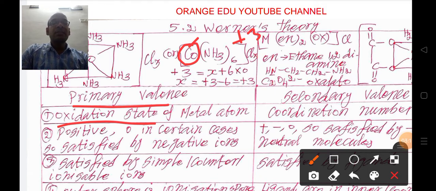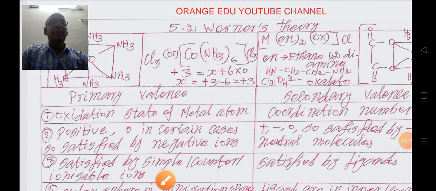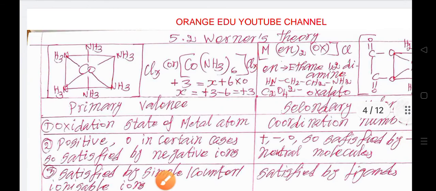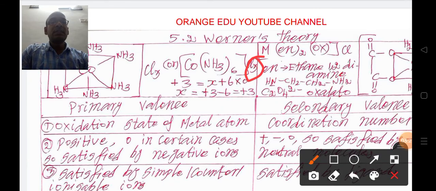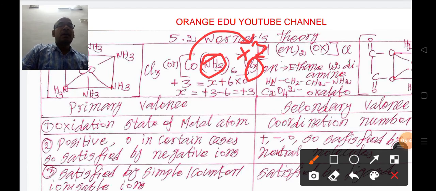The oxidation number calculation method is, in this case, 3Cl, 1Cl has minus 1 charge, 3Cl has minus 3, therefore the net charge on the complex ion is +3. In this case, ammonia is a neutral ligand, therefore directly we take the net charge of the coordination complex as +3, that is, the oxidation state of the metal ion is +3.